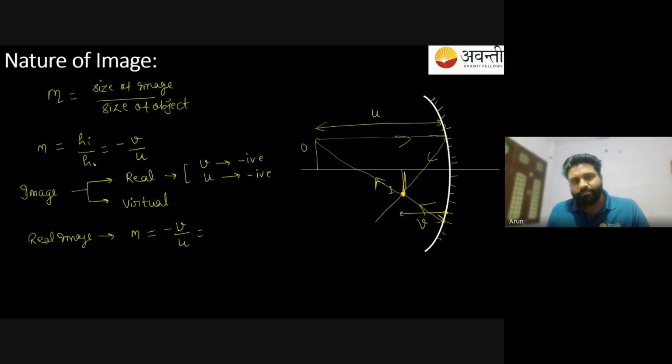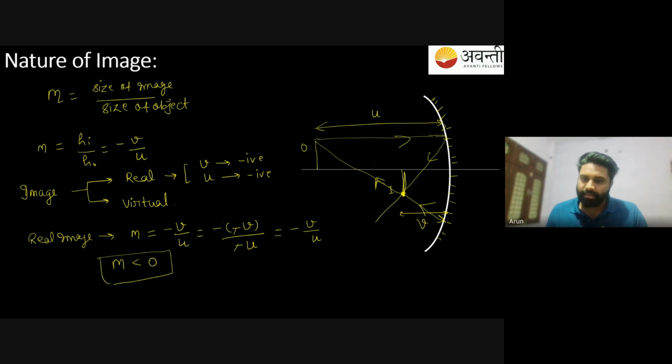Putting in the values, it is minus of minus v divided by minus u. Again, this minus and minus will cancel out, so it will come out as -v/u, meaning M here is negative. So for a real image to be formed, M has to be negative. If M is a negative value, then a real image has been formed.